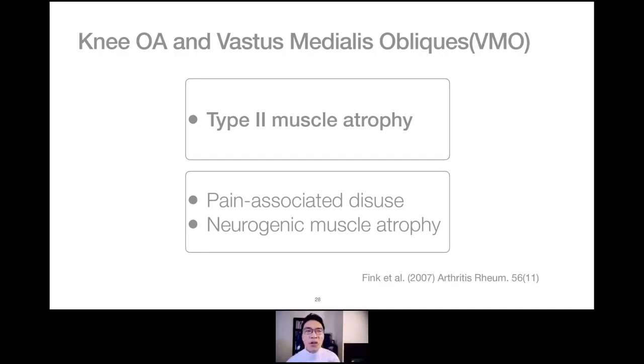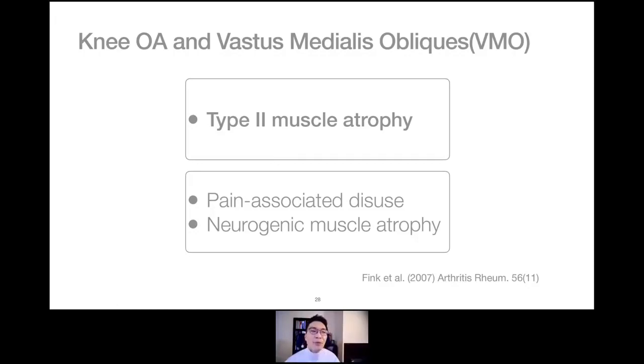Fink looked into the morphology of the muscle of knee OA patients and realized that the patients showed type 2 muscle atrophy. There are two types of muscle fibers, type 1 and type 2. And there are intermediate fibers, but I want to just compare those two types. Type 1 fibers are just like marathoners. They go a long way, even though they can exert only a small amount of force. But type 2 muscle fibers are sprinters. So they run so fast and can go a short distance, and they can exert large forces.